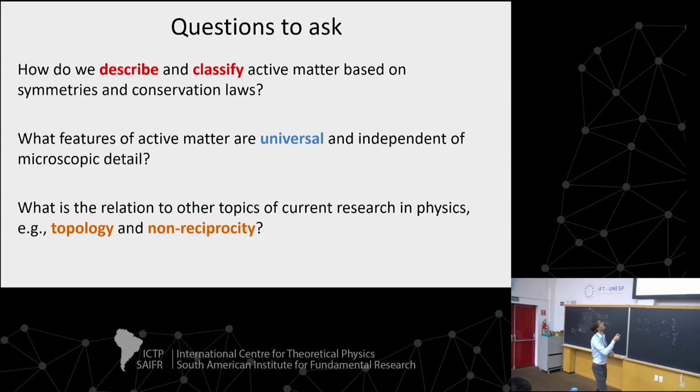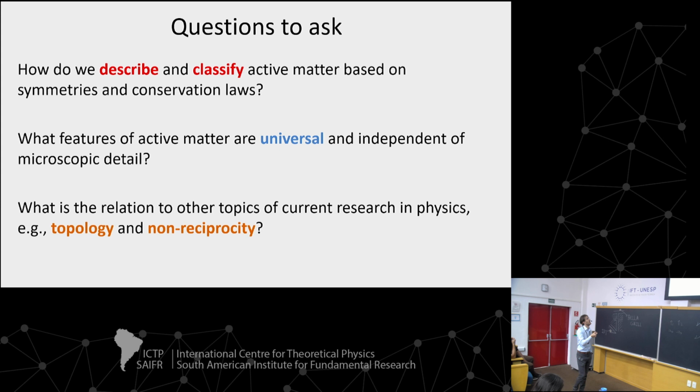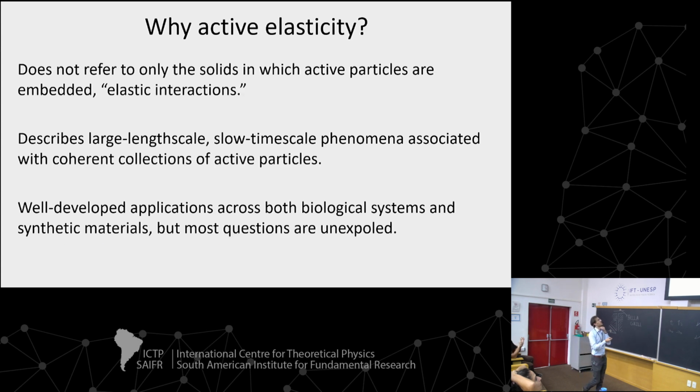elasticity, right? So when we come back to these questions that I've asked to describe and classify active matter based on symmetries and conservation laws, we now have a different symmetry, or I would say broken symmetry, which is the spontaneously broken translational symmetry of a solid that gives rise to its elasticity, right? And we can ask, given that extra feature of elasticity, what do you get as universal phenomena?